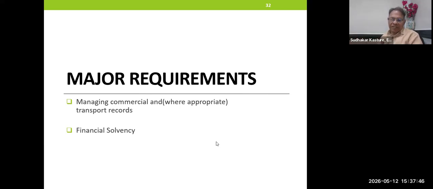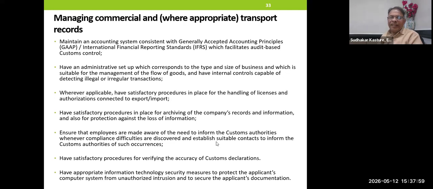What are the major requirements? There are two kinds of major requirements: managing commercial and transport records, and financial solvency. How to look at this? Maintaining commercial and transport records: in this you have to follow the generally accepted accounting principles as per International Financial Reporting Standards, which is already there. If you are a private limited company and you have a CA, he knows all this.